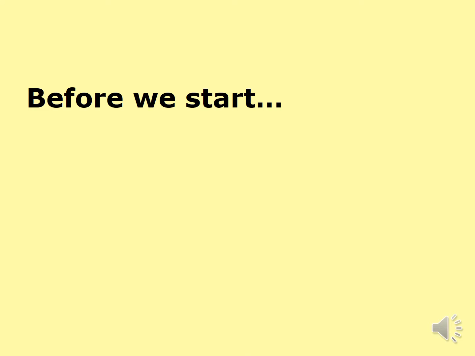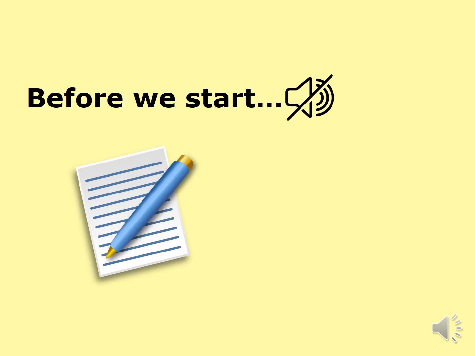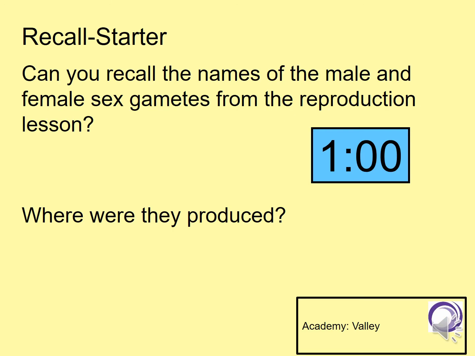So before we start, let's try and find somewhere that's quiet to work and free from distractions, and make sure we have a pen and paper ready to work. So let's start off by doing a little bit of mental exercise to warm ourselves up. Can you recall the names of the male and female sex gametes from the reproduction lesson that we had? And can you say where those gametes are produced? You've got 1 minute to do some thinking, find somewhere quiet to work and get some paper ready.